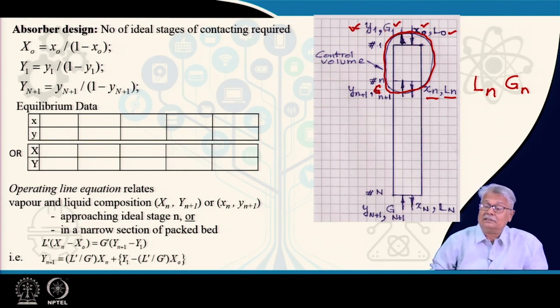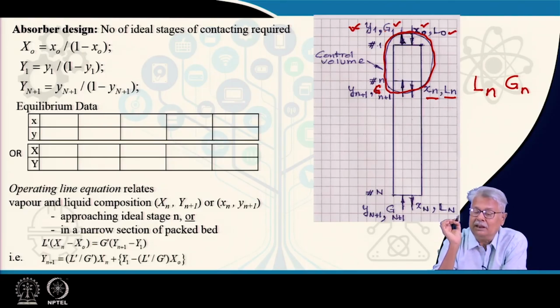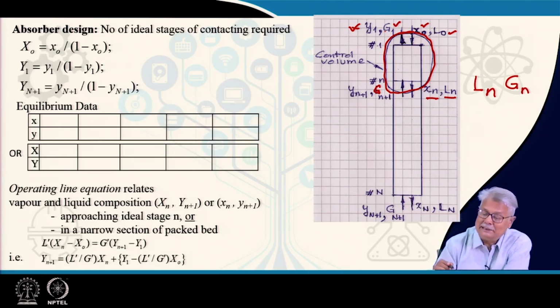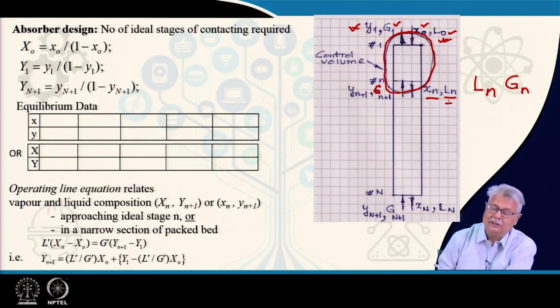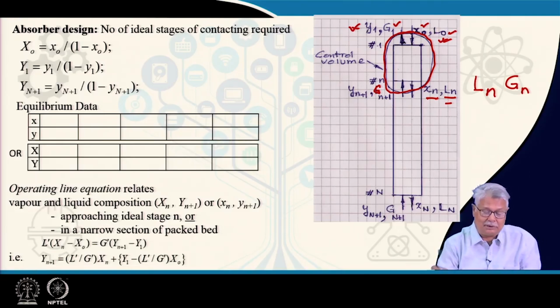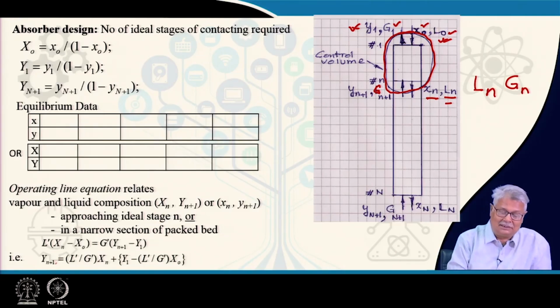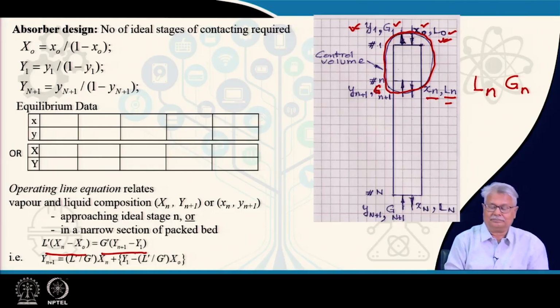What we find here is, if I say my L dash is the solute free flow rate, in that case my L dash, when it falls from a particular external point to a particular point Ln, the composition corresponding to Xn will be capital Xn. So the change in composition from here to here is going to be this, and in case of gas it is going to be this.